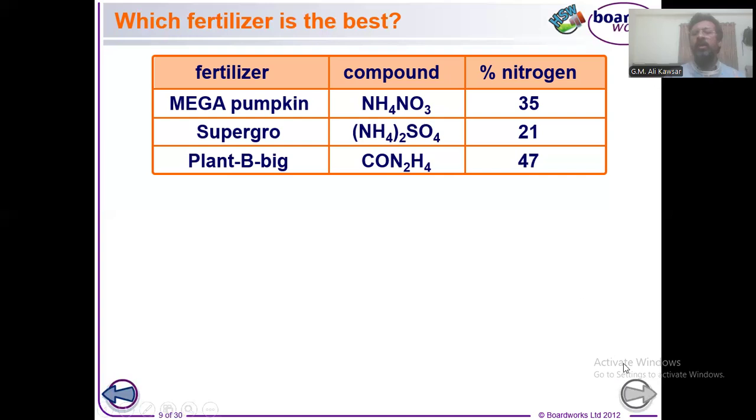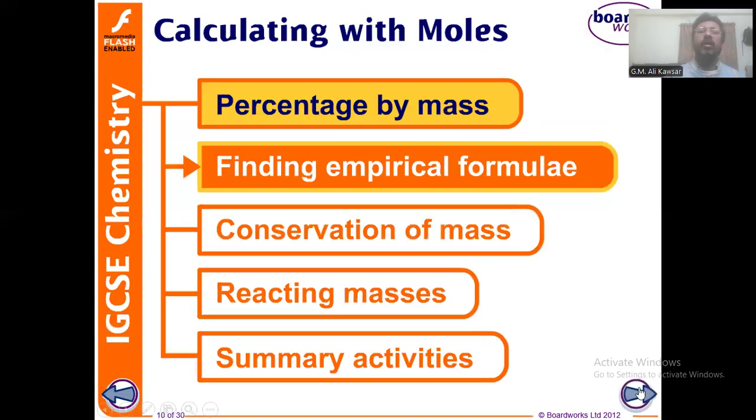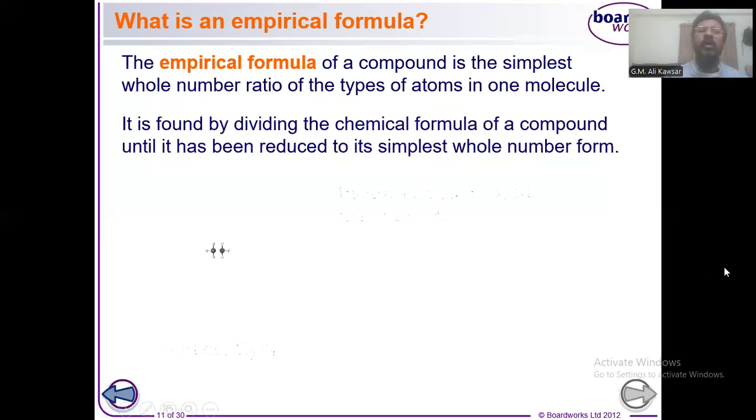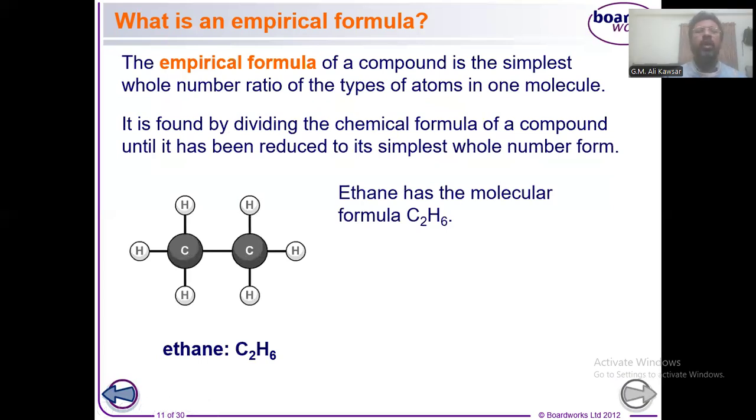So I'm going to change this slide again. Conservation of mass. Here we need the idea of empirical formula and molecular formula. We know that the molecular formula is the kind of formula which contains the actual number of atoms present in a molecule. For example, ethane contains 2 carbon and 6 hydrogen atoms. So the molecular formula of ethane is C2H6, which contains the actual number of carbon and hydrogen atoms.